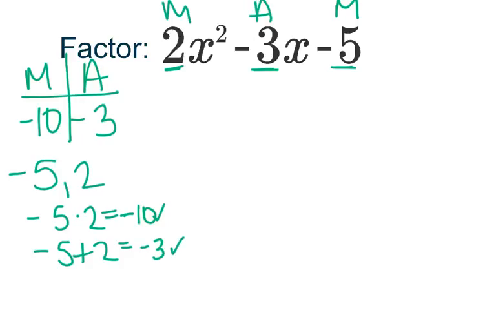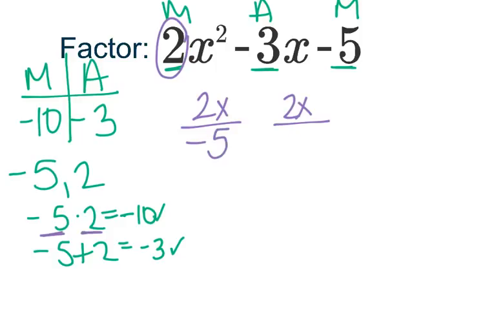So once you find your special pair, you go back and now you have to set up two fractions. So you start by putting your lead coefficient, which is just your first coefficient, with your variable as the numerator of two fractions. Then you take those two numbers that you just found and you put them in the bottoms.